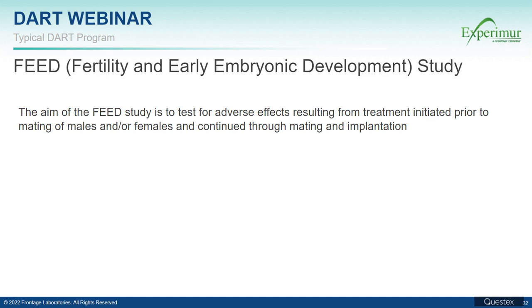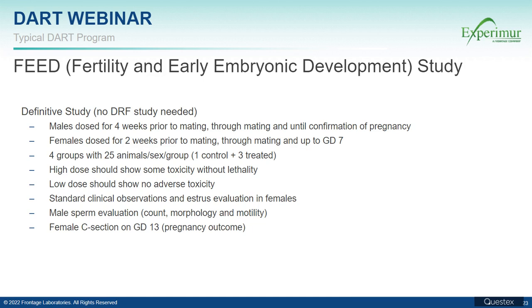The next study is a fertility and early embryonic development study. The aim of this study is to test for effects resulting from treatment that's initiated prior to mating of males and females, and then continued through mating and implantation. And in this case, we don't run a dose range finding study. We go right into definitive studies. Males would be dosed for 4 weeks prior to mating, through mating, and until confirmation of pregnancy by the females. And the females are dosed 2 weeks prior to mating, through mating, and up to gestation day 7, which would be implantation.